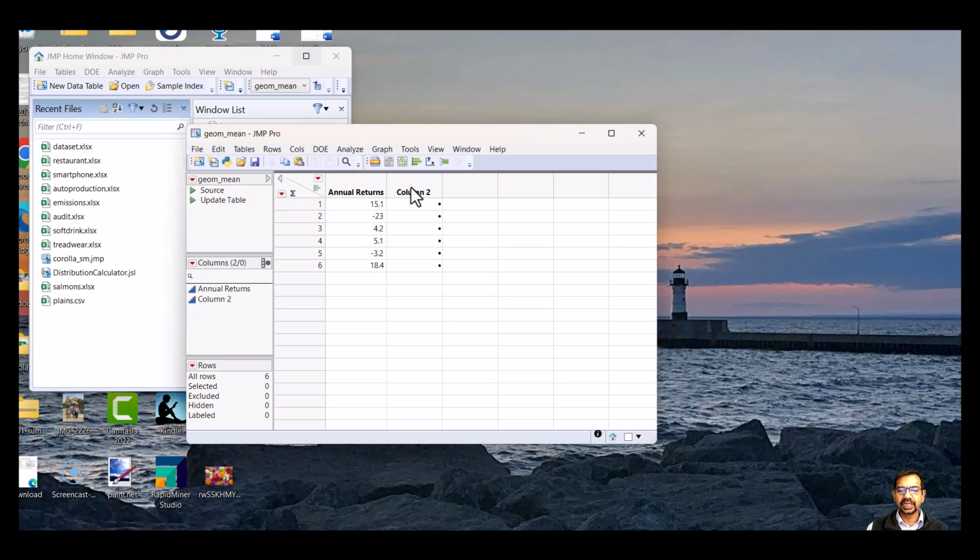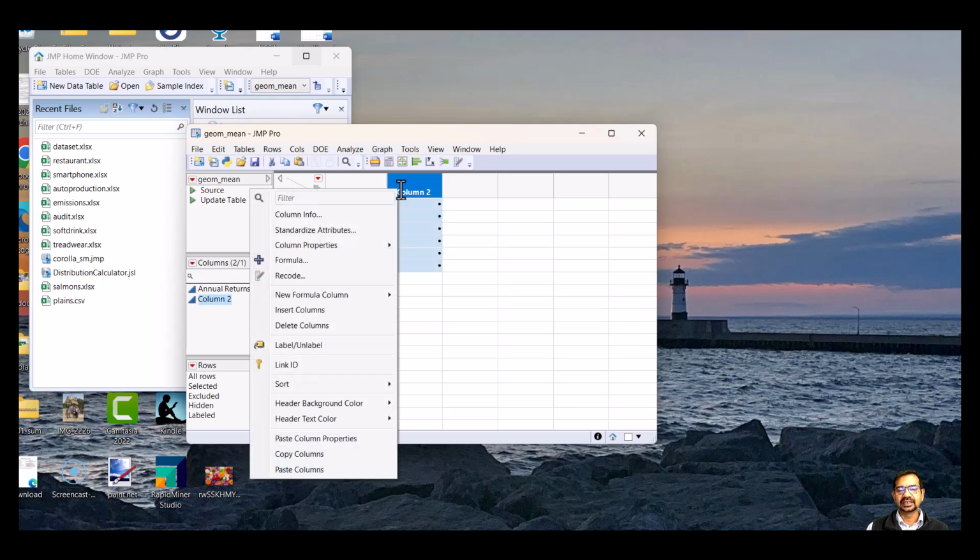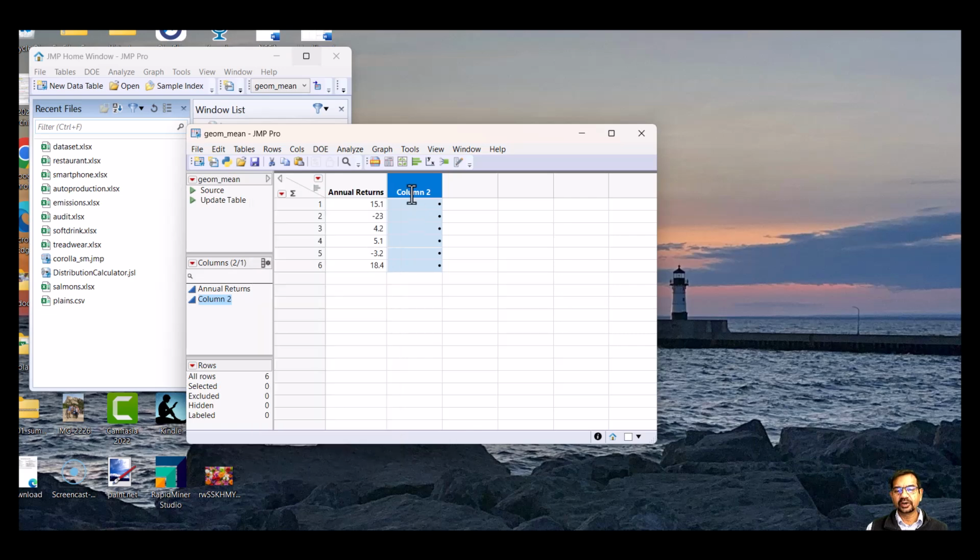So we need to create the growth factor first. Now, we saw that there was an option of geometric mean in summary stats. Had we done that, JMP would have just taken the geometric mean of these values without realizing they're not growth factors. So again, that's not the right way. So we have to first get the growth factor.